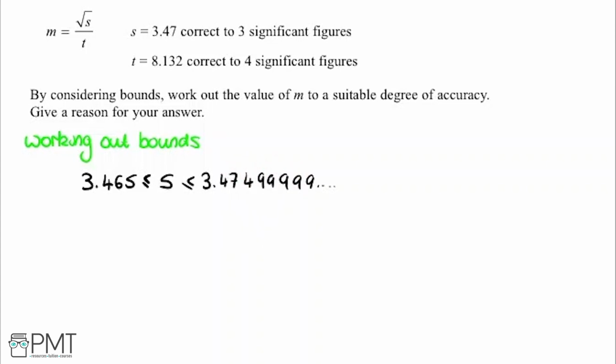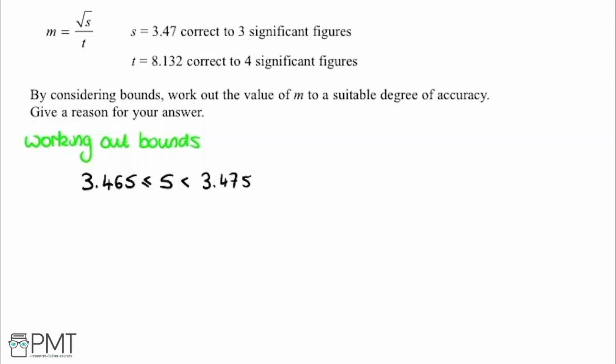And this works, but it's not very neat writing it like this. What we actually do is we write this as 3.475 and change the symbol here from less than or equal to just less than. And that means the same thing. That's great. So we worked out the bounds of s.